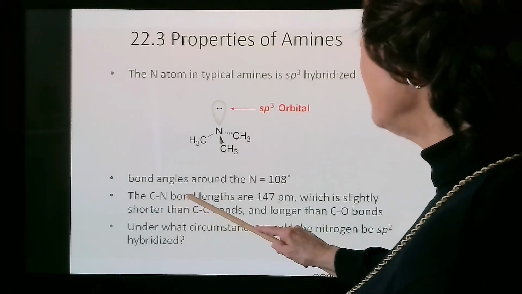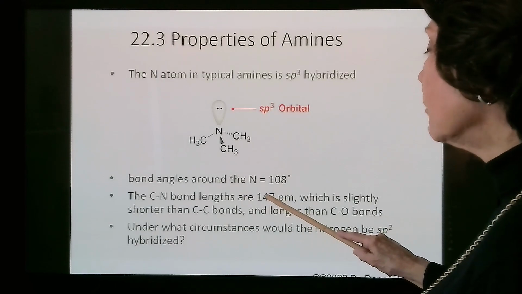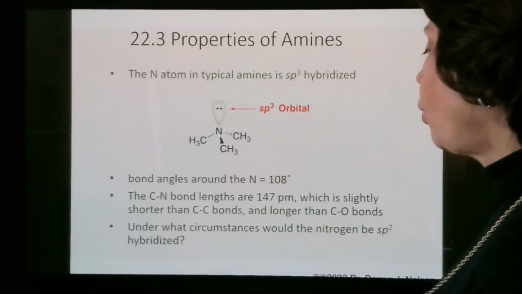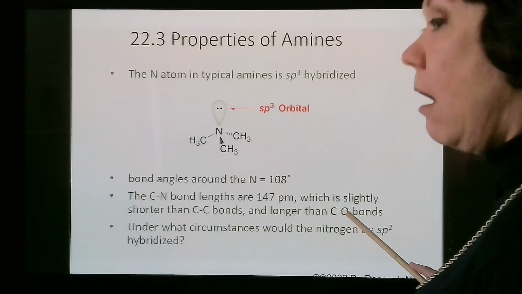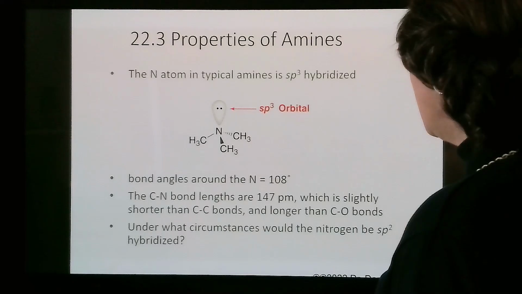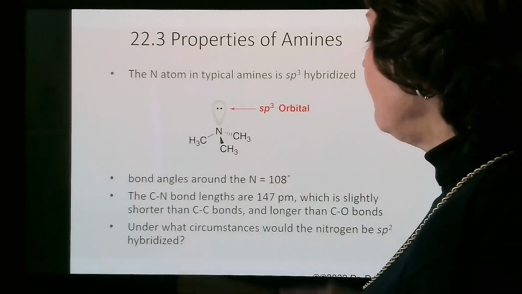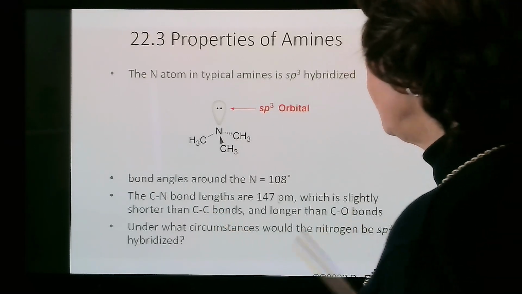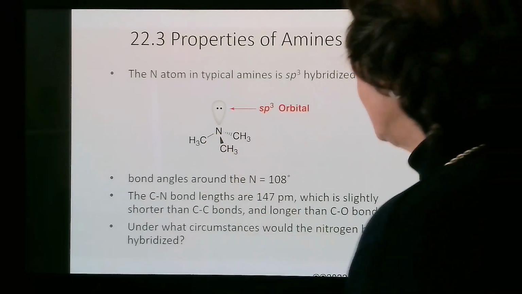But this is usually an sp3 hybridized orbital. And so the carbon-nitrogen bond length is 147 picometers, which is 1.47 angstroms. That's slightly shorter than a carbon-carbon bond, but longer than a carbon-oxygen bond. And so the electronegativity of the nitrogen is in between that of a carbon and an oxygen, and that affects the bond lengths.